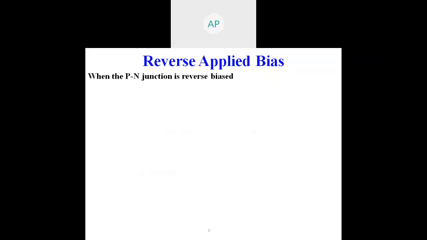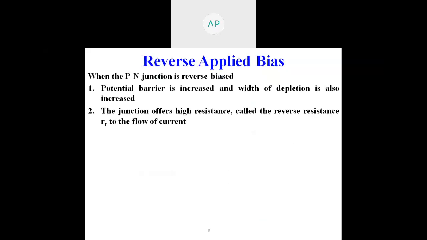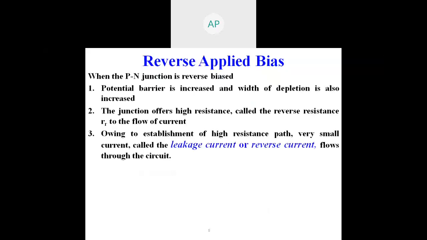So we summarize the reverse applied voltage. When a PN junction is reverse biased, the barrier is increased and the width of the depletion region is increased. The junction offers high resistance, called the reverse resistance, to the flow of current. Owing to the establishment of a high resistance path, a very small amount of current, called the reverse current or leakage current, flows through the circuit.